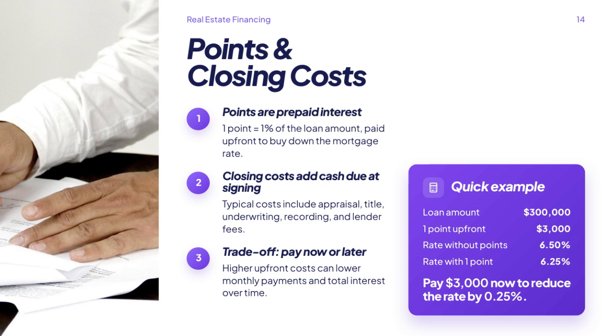By paying points now, you can lower your monthly payments and reduce the total interest you'll pay over the life of the loan. For instance, paying $3,000 upfront in points could reduce your interest rate from 6.5% to 6.25%. This example highlights how investing a bit more initially can provide significant savings later. So it's important to weigh these options carefully based on your financial situation and long-term plans.